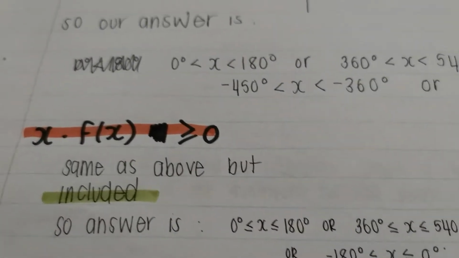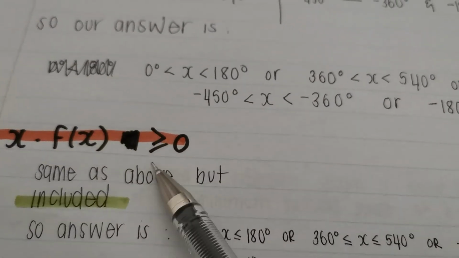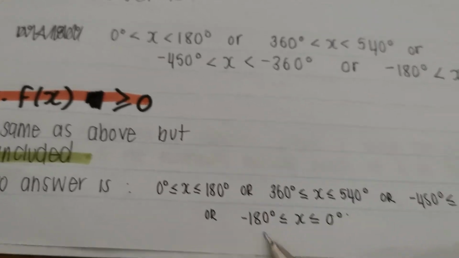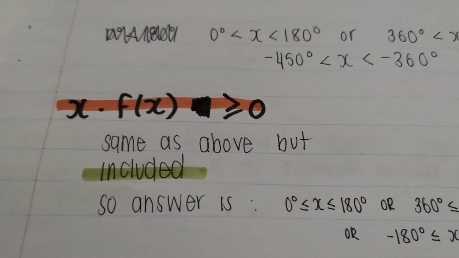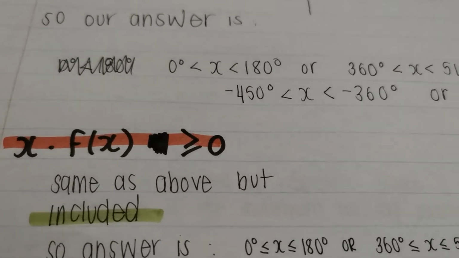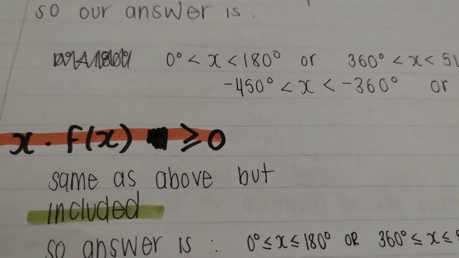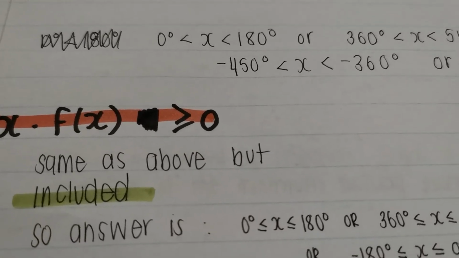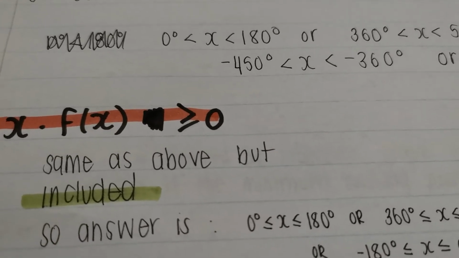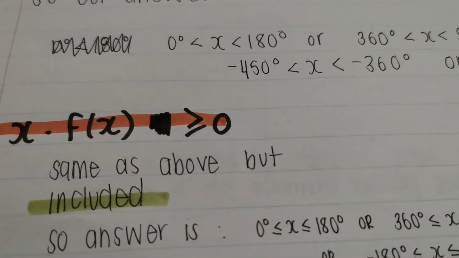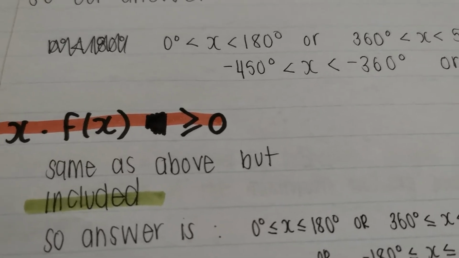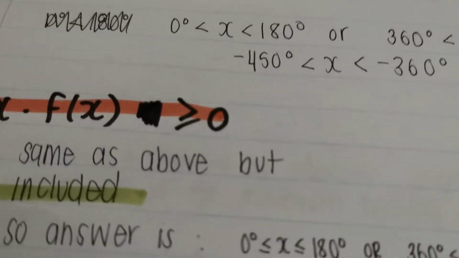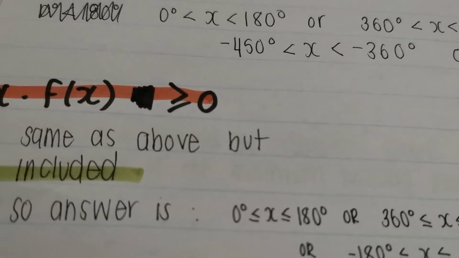If it said x times f of x greater than or equal to 0, do the same thing, just that it's included. It could also be x times f of x less than 0. Same thing over here. You just know that less than 0 means negative. A positive times a negative gives you a negative, or for option 2, a negative times a positive is going to give you a negative. And then you just do the same highlighting and color coding thing.